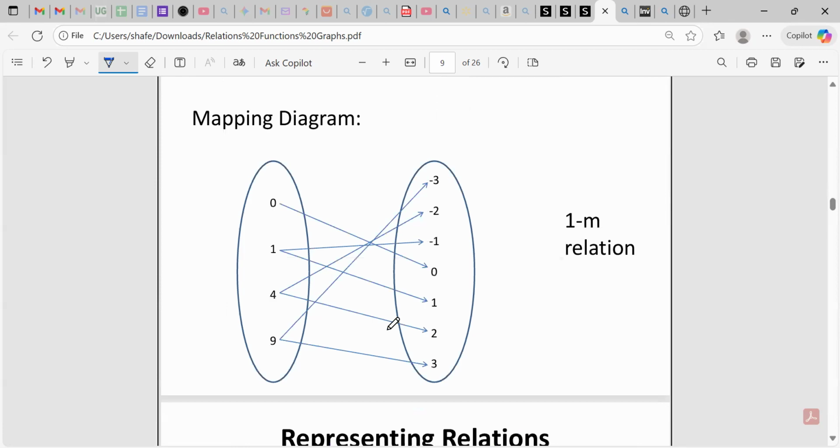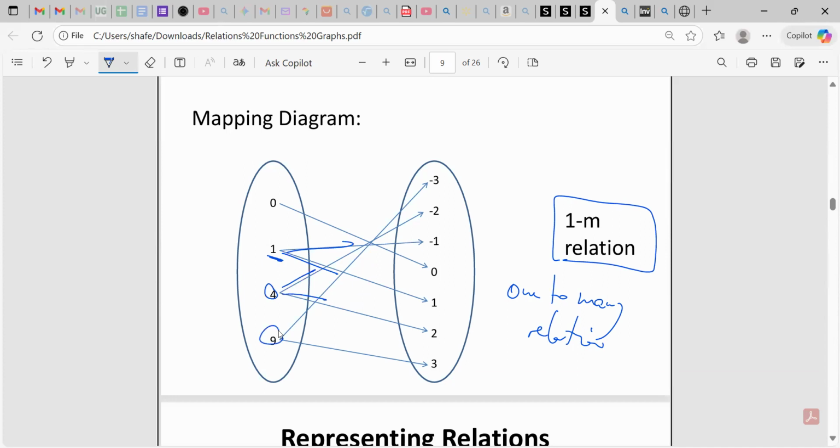And on the mapping diagram, you see sometimes two arrows leaving some of these elements in the domain. Because of that, we call it a one-to-many relation. A one-to-many relation, right? Because you're seeing one to more than one. I mean, this is an exceptional one. You call it a one-to-many relation.